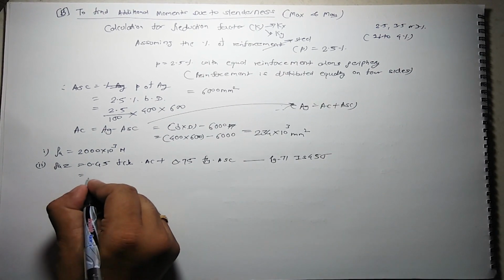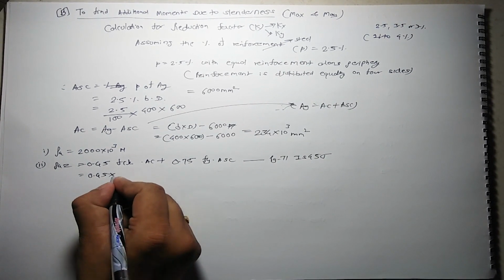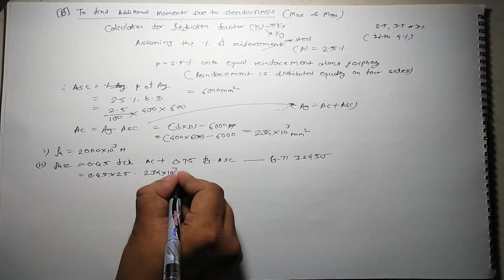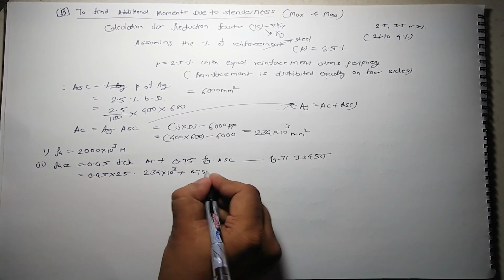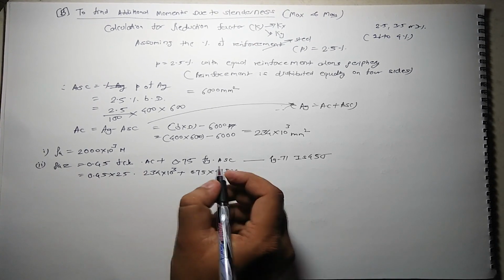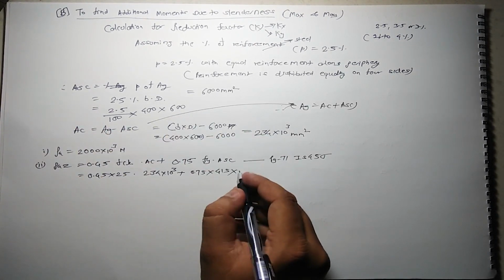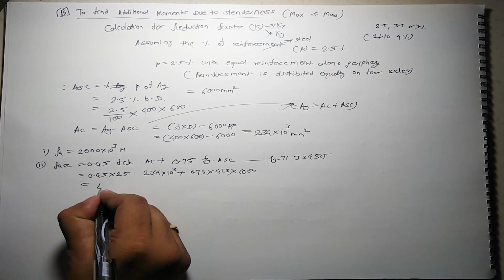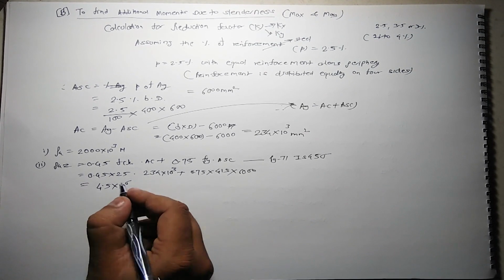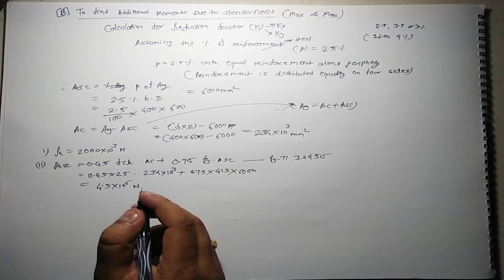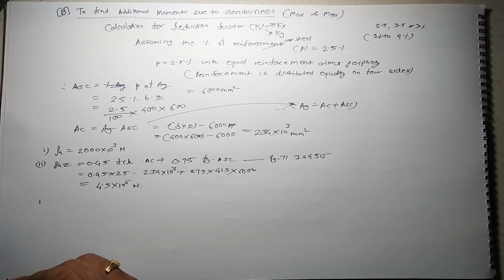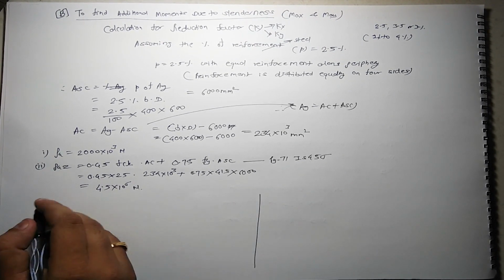Now put the value here: 0.45 into 25 into 234 into 10 to the power 3 plus 0.75 into 415 into the Asc we have calculated, 6000. Now what is the value coming to be? 4.5 into 10 to the power 6 Newton. So now we need to calculate the value of PBX. Both the cases we'll try.